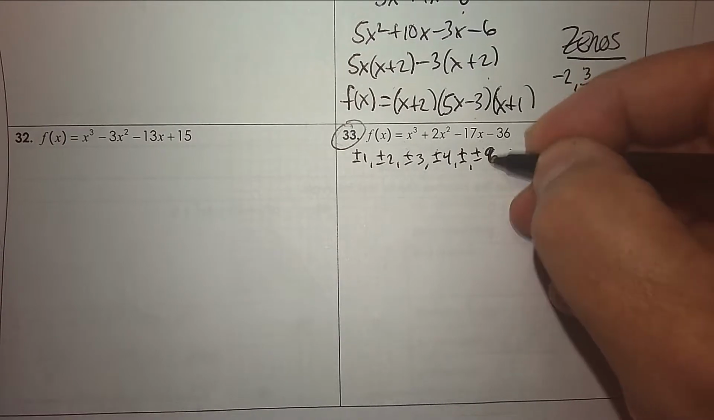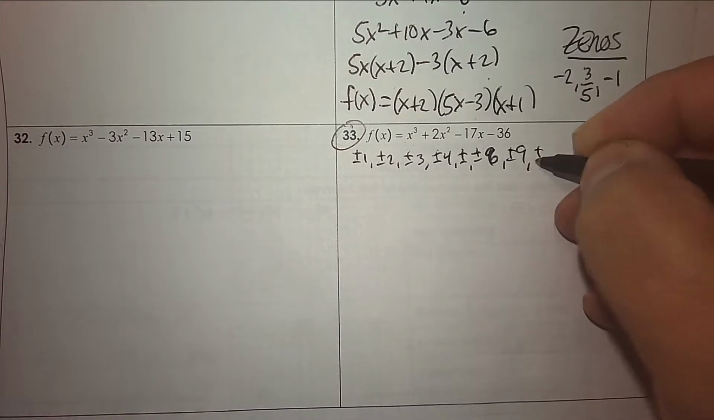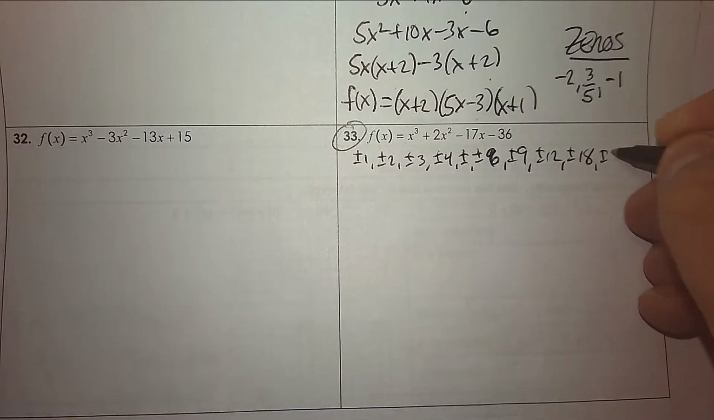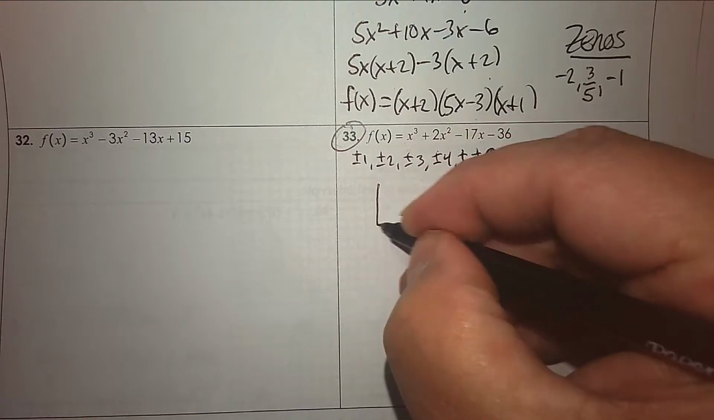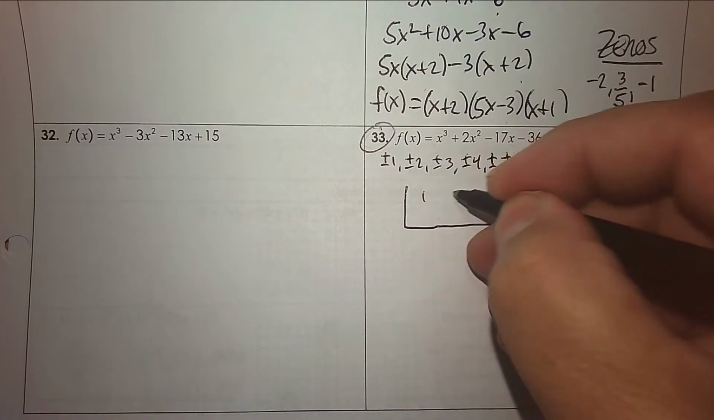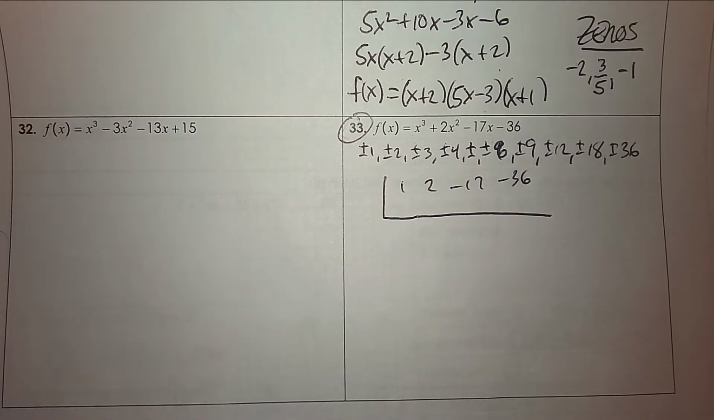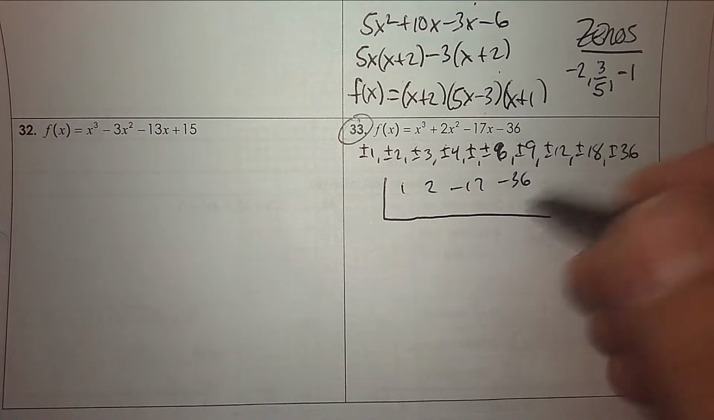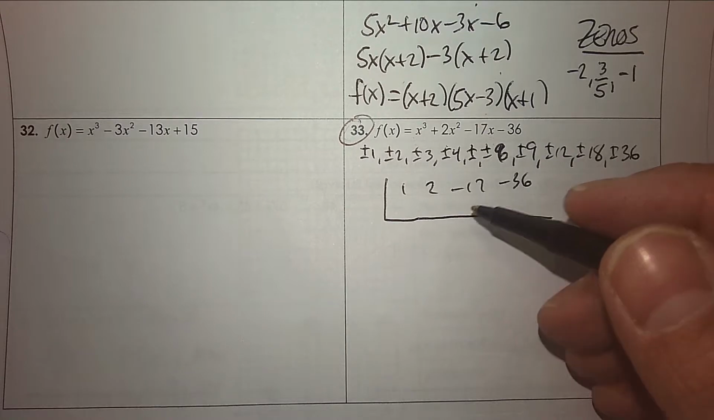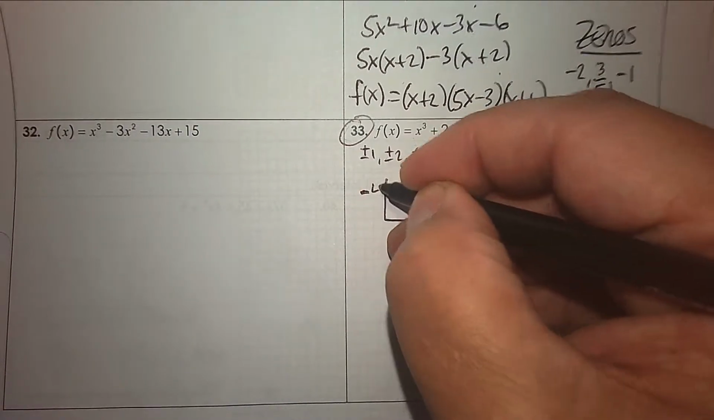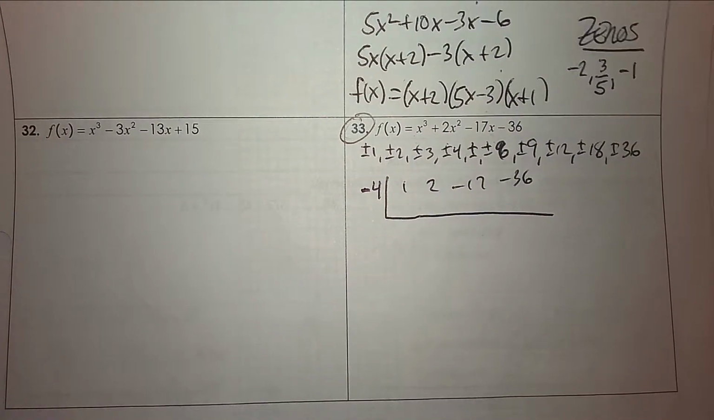6, 9, 12, 18, and 36. Then we're going to use synthetic division. So first thing I look at is, does it add up to 0? No. So then I skip one and I go to the next one until I find the one that works. There's no secret here, but I'm going to tell you the one that worked on the list is negative 4.